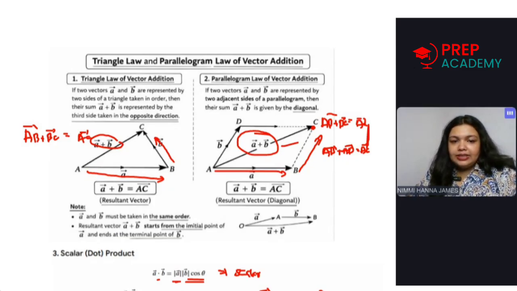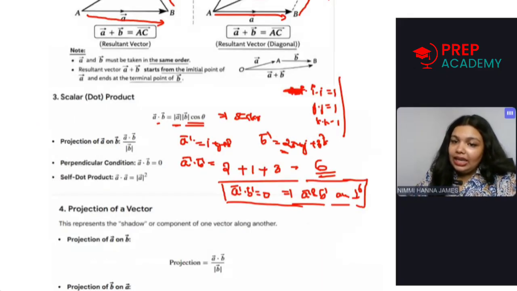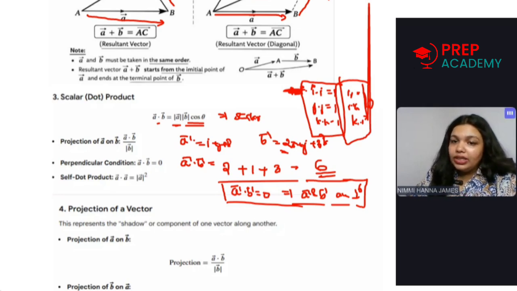And there are these components, the dot product and the cross product between the components, that is i dot i, j dot j, k dot k. What is the answer for that? So i dot i is 1, j dot j is 1, and k dot k is 1. Any other product than this, that is i dot j or i dot k or k dot i, all of them are equal to 0. So i dot i equal to 1, j dot j equal to 1, k dot k equal to 1, all others are 0.